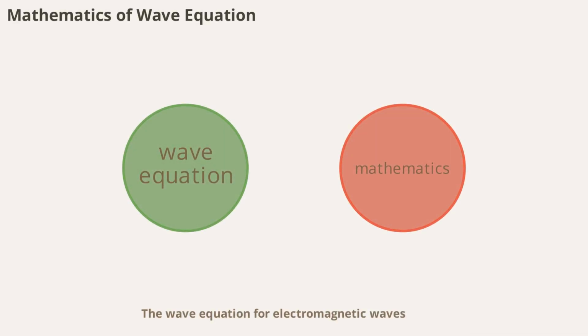The wave equation for electromagnetic waves is a second-order partial differential equation. It shows that both electric and magnetic fields propagate as waves at the speed of light. The mathematical form of the wave equation allows us to predict how EM waves behave in different environments, from free space to complex materials.